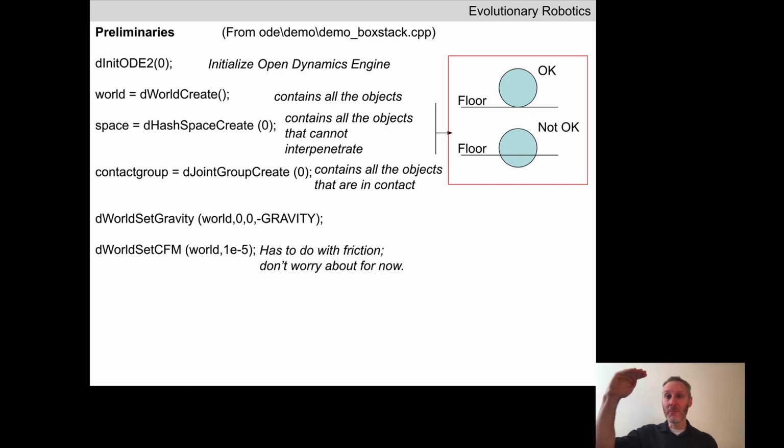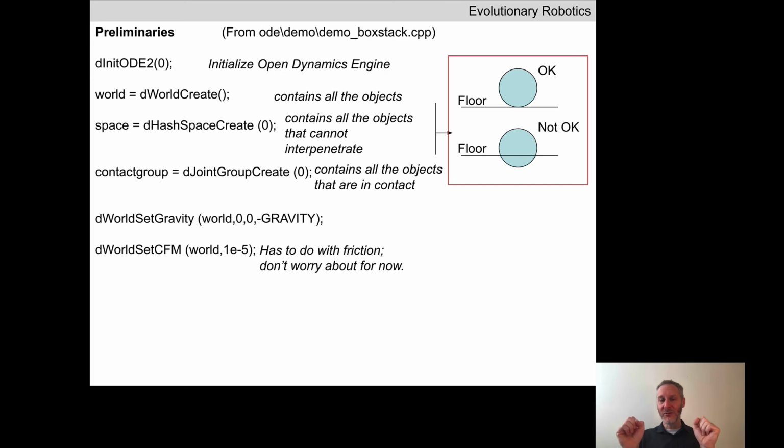Okay, so when you run PyBullet, remember that PyBullet calls Bullet underneath, which is running in C++. Bullet has code that's kind of like ODE. It initializes the physics engine itself and creates a world, as you've already seen. In the case of Open Dynamics Engine, it creates what's known as a hash space. We're not going to talk too much about hash spaces in this class, but this space is going to contain a subset of the objects that you have defined, and these are objects that cannot interpenetrate.